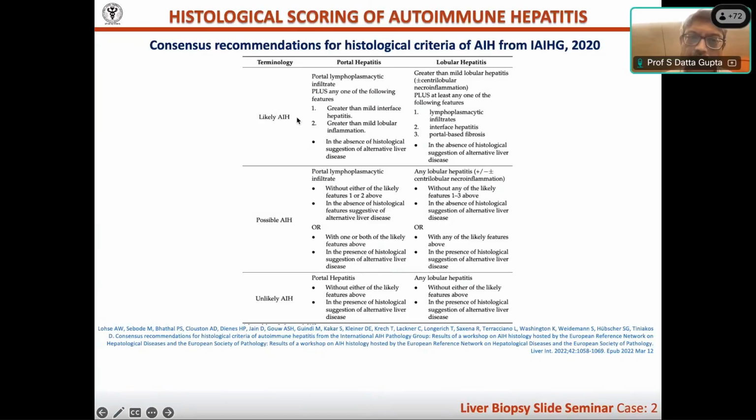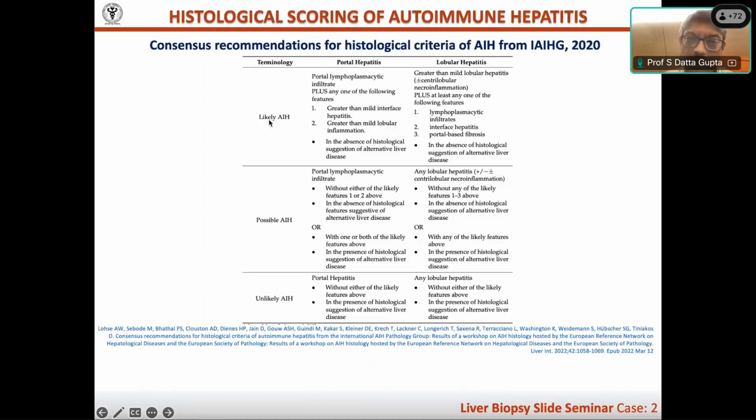It's likely autoimmune if there is portal lymphoplasmacytic infiltrate plus any one of mild interface hepatitis or greater than mild lobular inflammation, in the absence of histological suggestion of alternative liver disease. You don't see ground glass hepatocytes, you don't see a lot of fat or anything. By the way, that lady had fat. She might have had an associated fatty liver disease. We don't know if she was a diabetic or not.